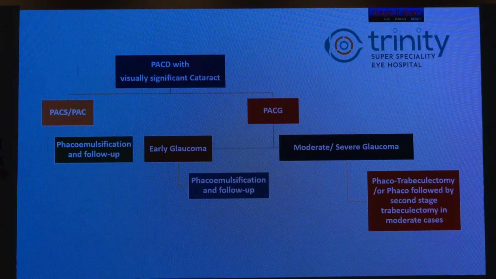Now, this is a simplified flowchart. When you have a patient with angle closure disease with visually significant cataract, when it is just PACS or PAC, you can directly go ahead with phaco. Only when it is PACG, and again when it is early glaucoma, sometimes phaco alone will be beneficial, but definitely when it is moderate or severe, a phaco trab should be considered.